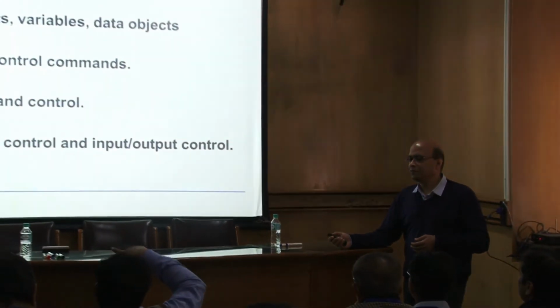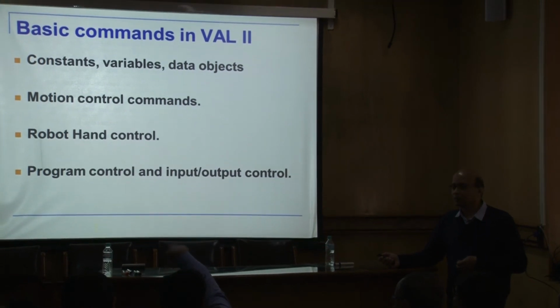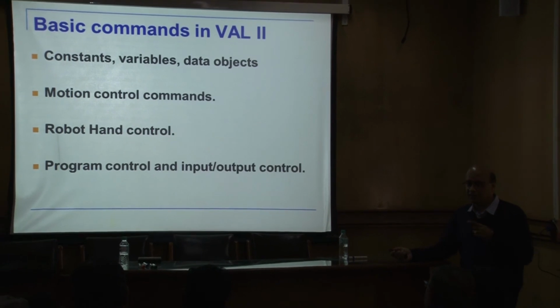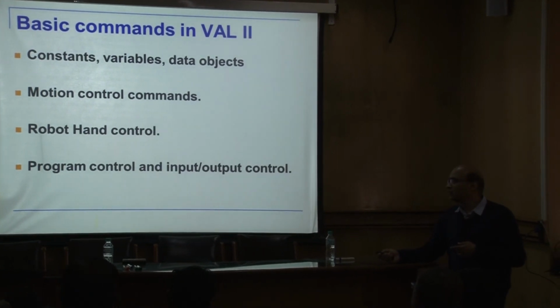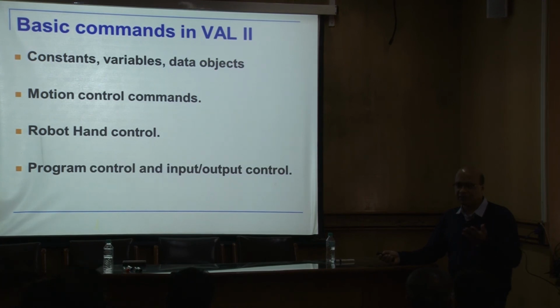So today in the lab also, one of the experiments is that you're supposed to write a program yourself to do something. Program control is basically the logical statement. For example, an if-then-else statement, or go to a subroutine and come back. That's the program control. Basically, it is the sequence in which the program is being executed.